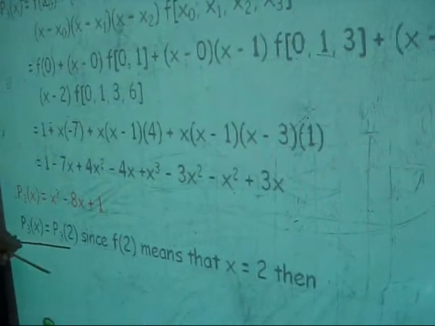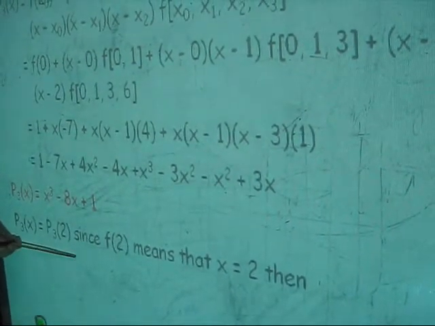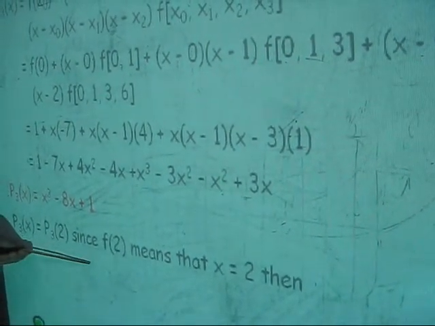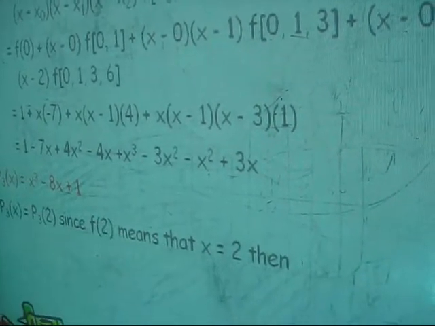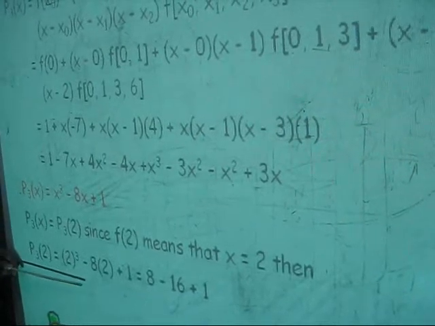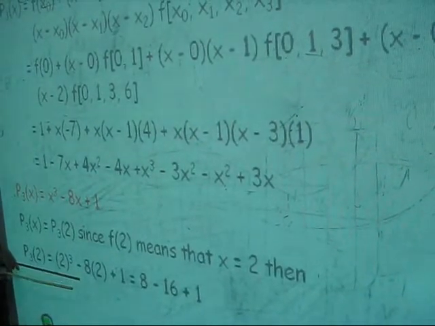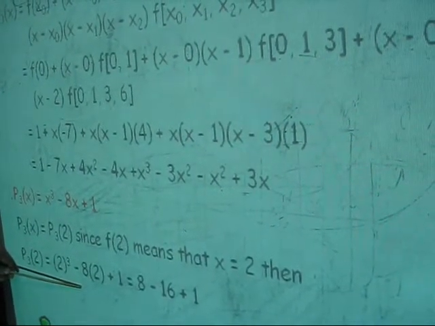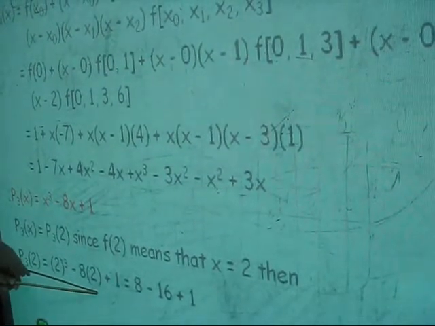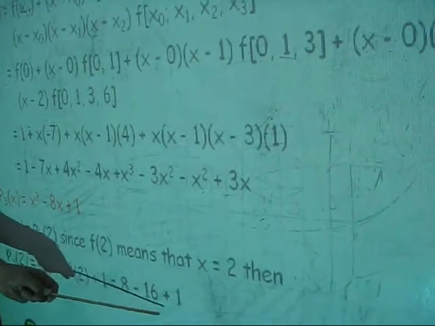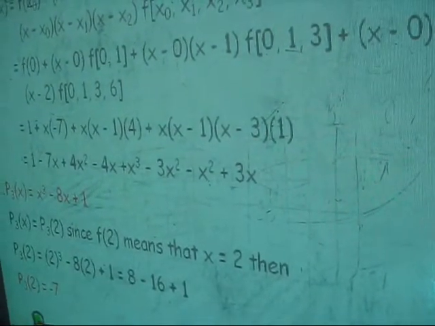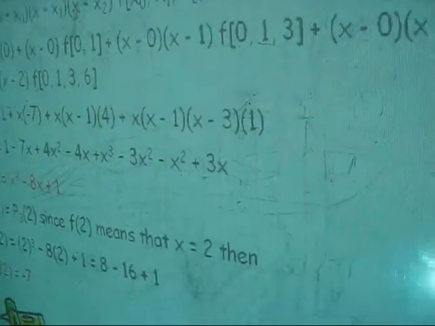And then P of 3 of x is equal to P of 3 of 2, since f of 2 means that x is equal to 2. Then P of 3 of 2 is equal to 2 raised to 3 minus 8 times 2 plus 1, which is equal to 8 minus 16 plus 1, which will result to negative 7.